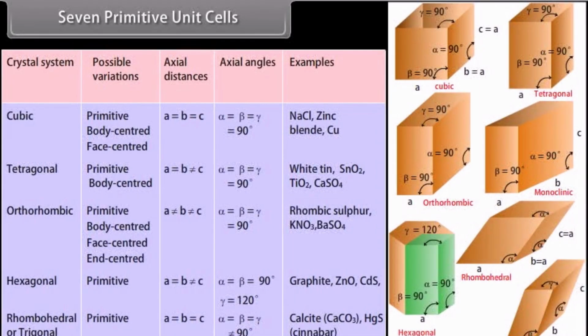There are 7 types of primitive unit cells. Their characteristics, along with the centered unit cells they can form, have been listed in the table.